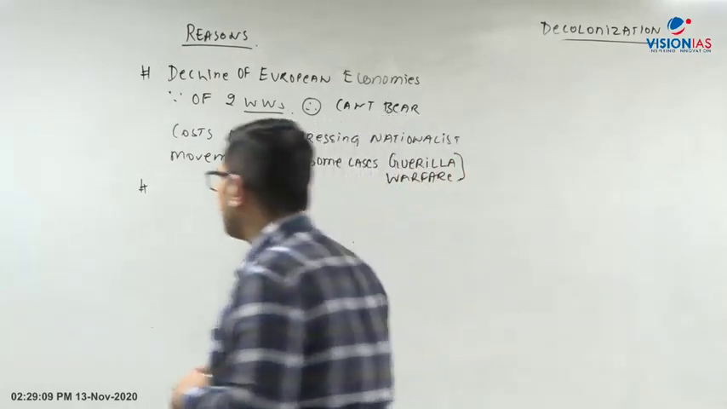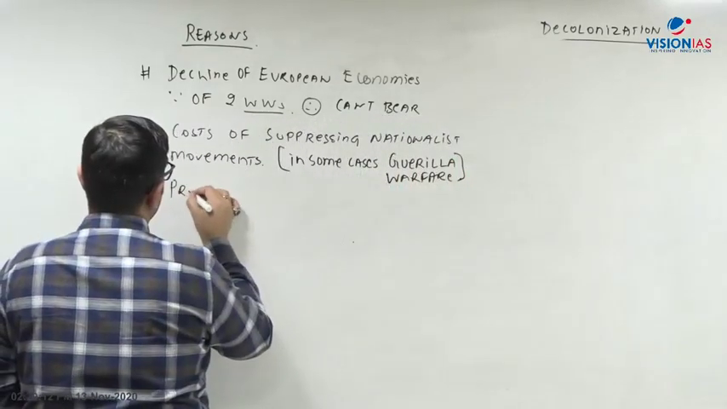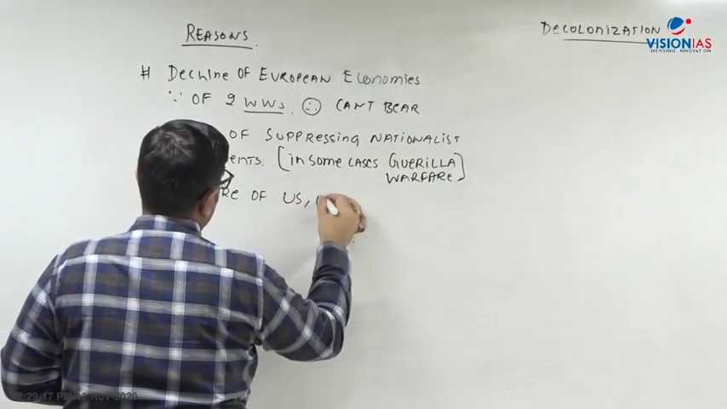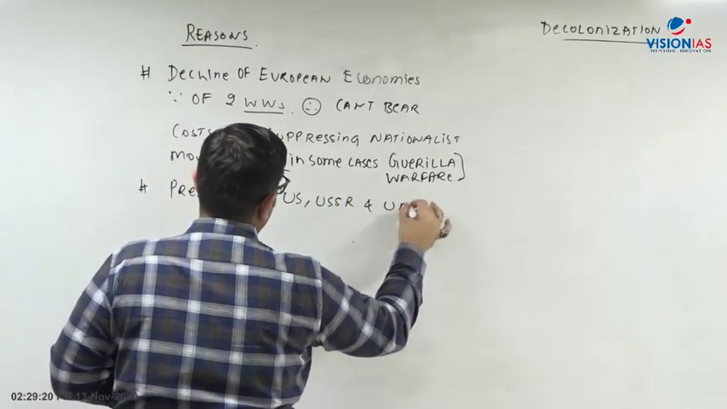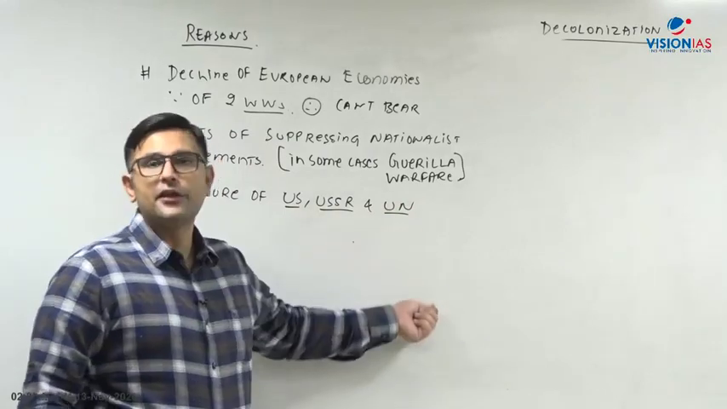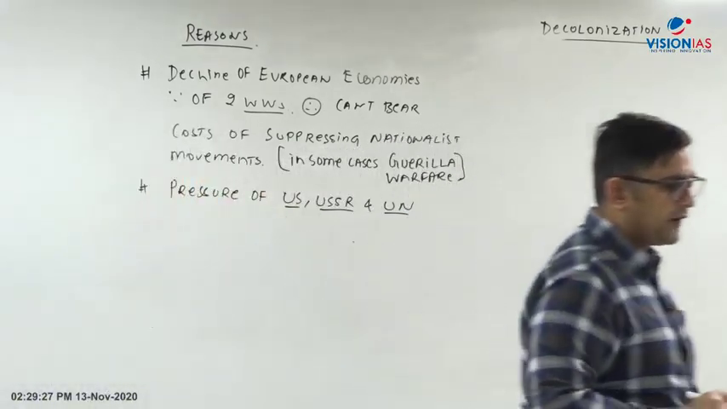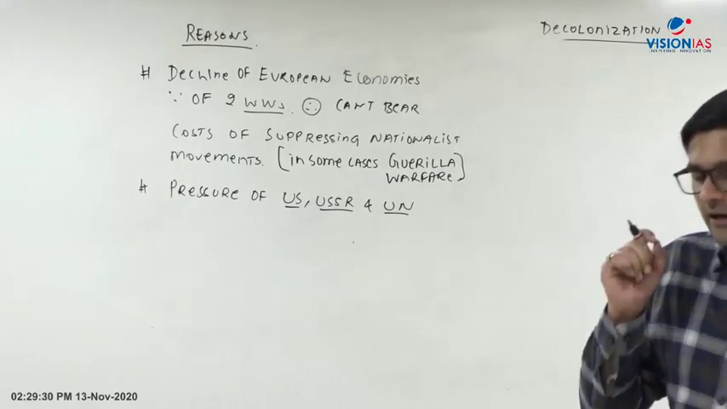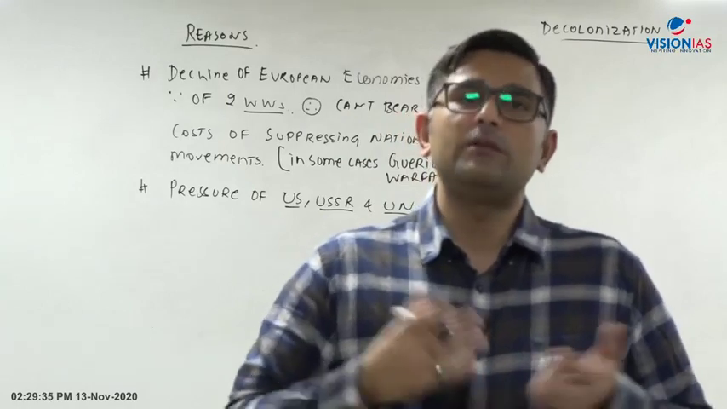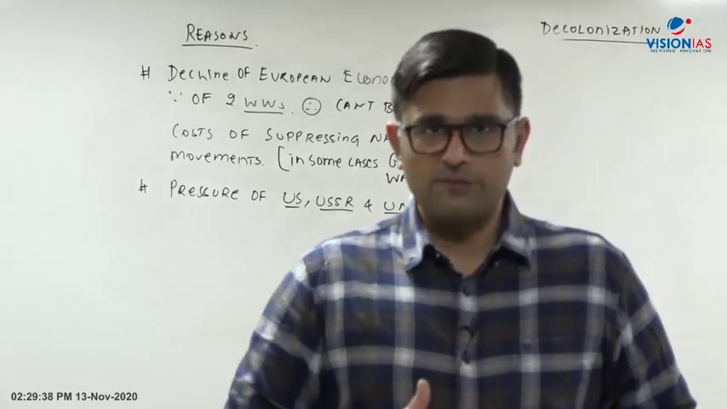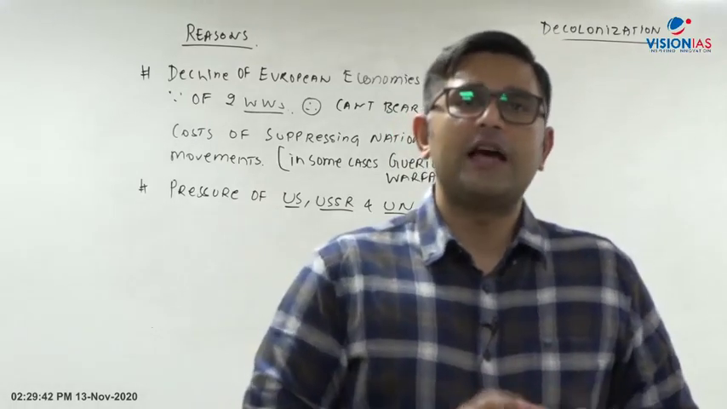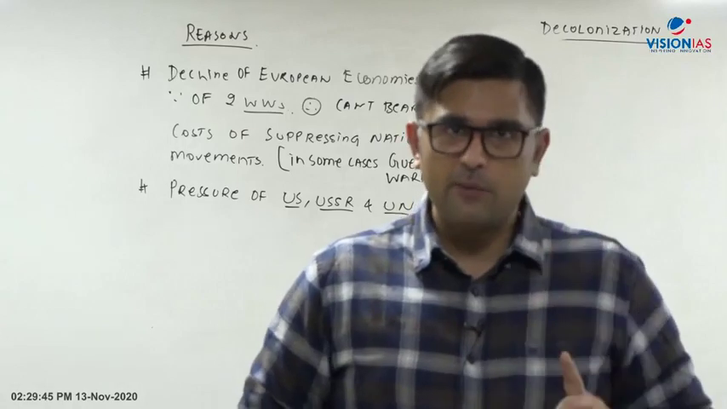So overall, what are the reasons? Pressure of the United States, USSR and the United Nations. Why was there a pressure of the United States? First of all, you can mention that the United States was the country which had fought one of the major anti-colonial struggles, during the American Revolution. So ideologically, the United States will be a little sympathetic towards the national movements of the colonies. That can be point number one.